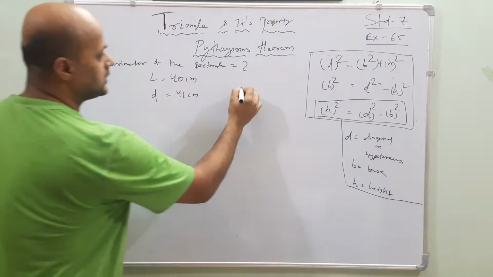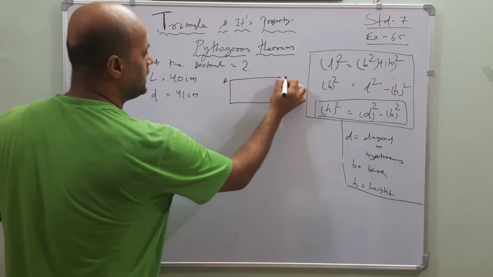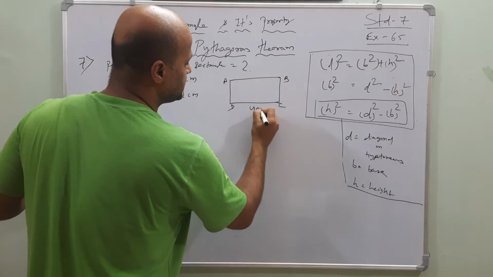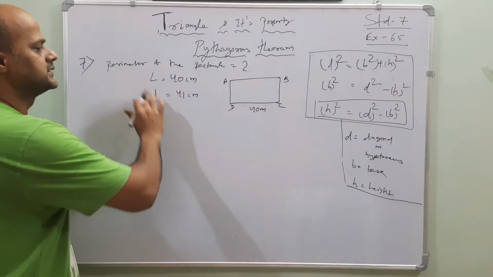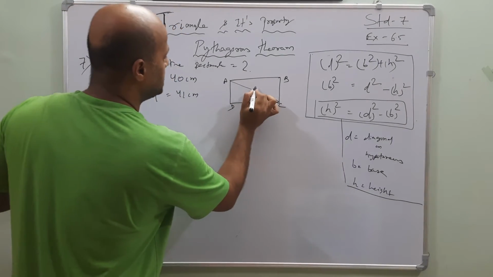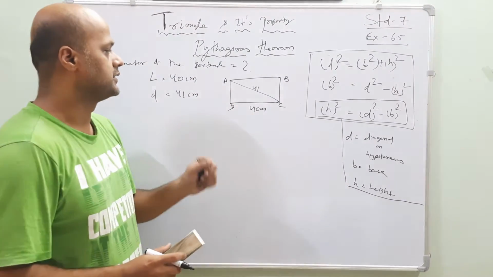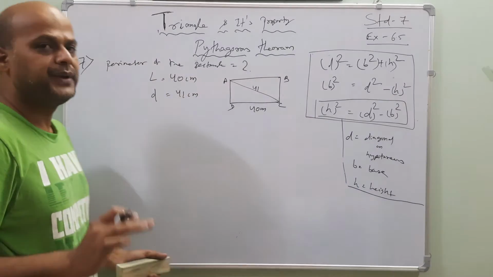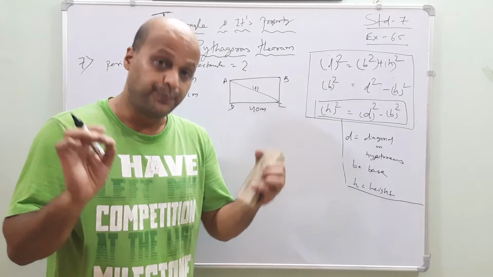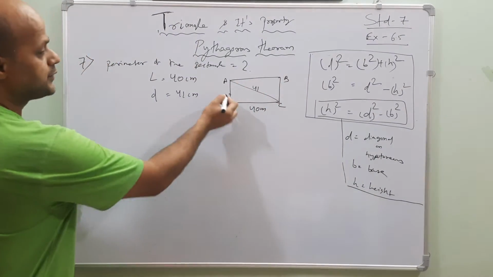Now draw the rectangle first. Write it A, B, C, D. Now length is how much? 40 cm. Now it is saying any diagonal. You just take AC. How much? 41 centimeters. Now it is asking for the perimeter. If you want to find the perimeter, you have to find the breadth. Here breadth is equal to AD. So you have to first find out AD.